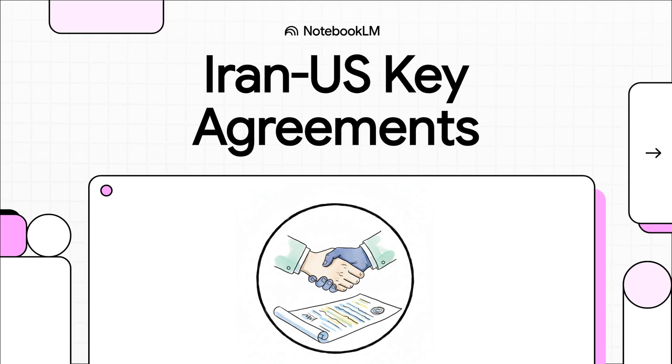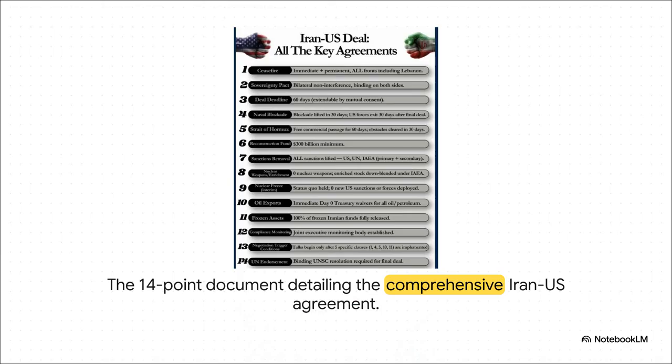This is a framework designed to completely reshape geopolitical realities, and understanding it requires looking closely at the actual negotiated text. So let's dive right in. What we're looking at is the primary 14-point source document. And the first thing to understand is that these points aren't just a random list of demands. They are heavily, intricately interlocked.